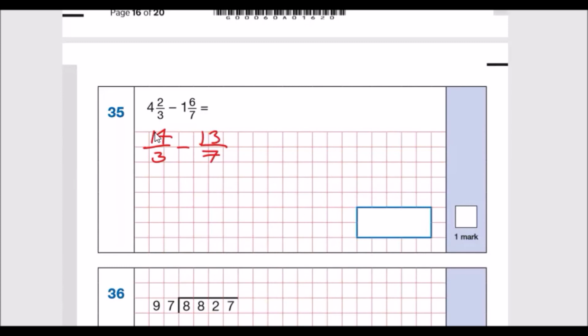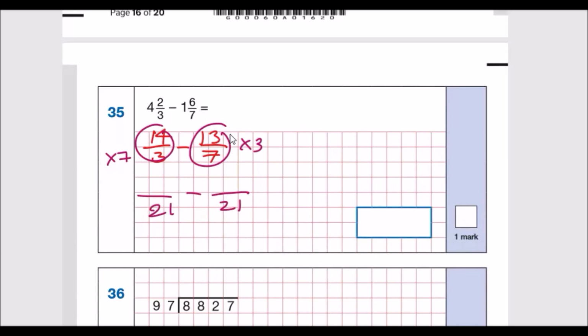Now it does look quite bad. So the trick here is, because we're not sure what 3 and 7 go into, the multiples of them, or maybe you already know, I would just multiply the left side by 7 because it has a 3 already, and multiply the right side by 3, because we know 3 times 7 is 21.